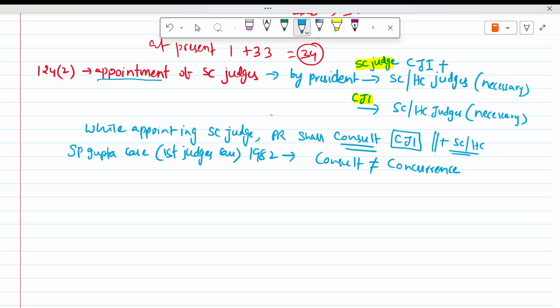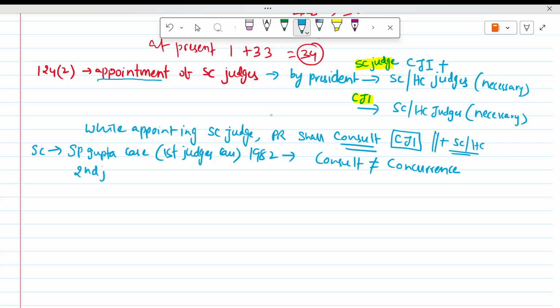This is what the Supreme Court said in the first SP Gupta case: whatever the President is consulting, that is not concurrence. It means whatever the CJI says, the President need not obey. It is not binding on the President. That is the first Judges case.